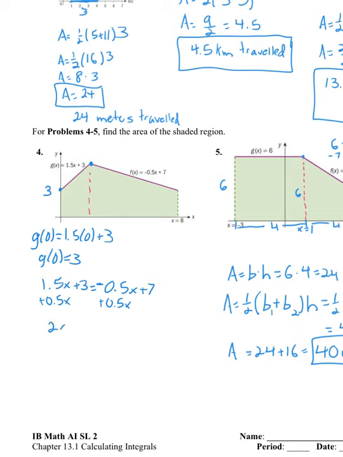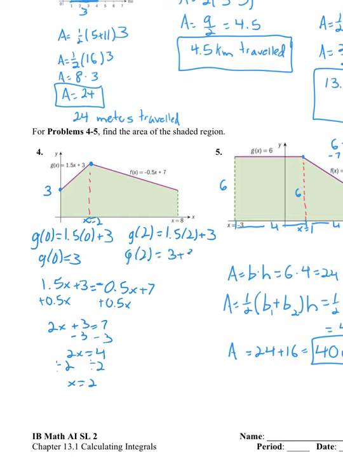And then I get 2x plus 3 equals 7. Subtract 3 from both sides, 2x equals 4. Divide both sides by 2, and I get x equals 2. Perfect. And then when x equals 2, I could find the height. I just have to plug in g of 2 here. And it would be the same answer for both versions. 3 plus 3, it should be 6.